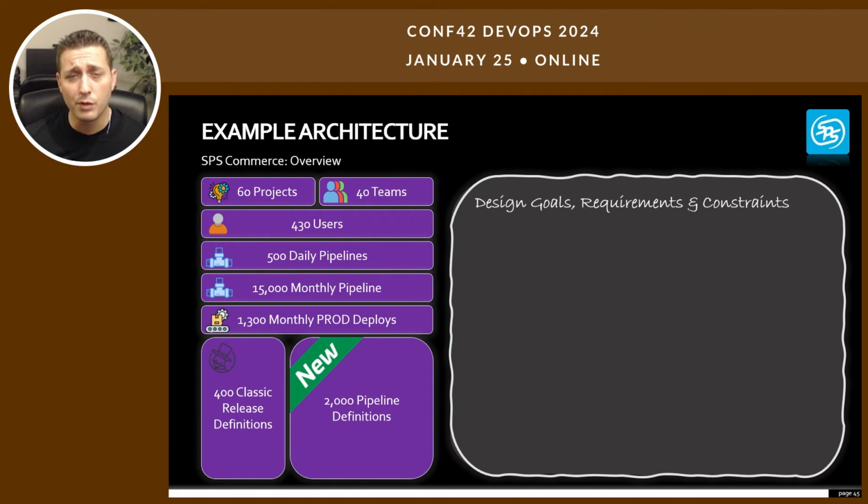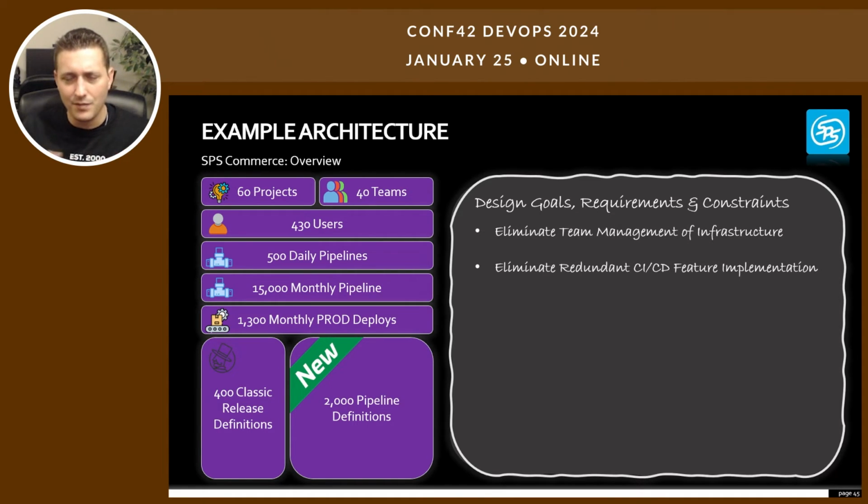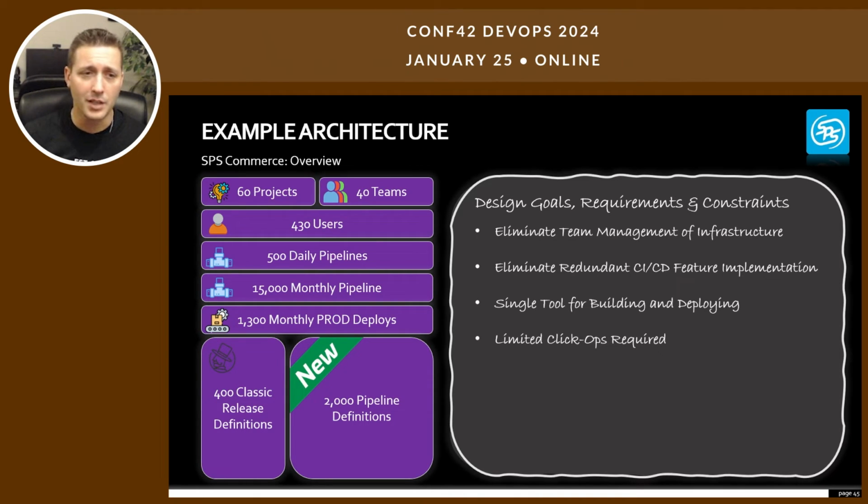And so our design goals and requirements and constraints as we got into this were, much as we've talked about, we wanted to eliminate team management and infrastructure, eliminate redundant CI/CD feature implementation that we saw teams doing. We wanted a single tool for building and deploying where we could compose a pipeline in YAML that went from build and everything I need to drive context all the way through to declaratively deploying the components. We were tired of ClickOps, which classic releases was great, but there's way too much clicking around in there. And of course, we needed something that's flexible for a polyglot ecosystem, so we could build different templates for Java or for .NET or for Python and different web frameworks in there.